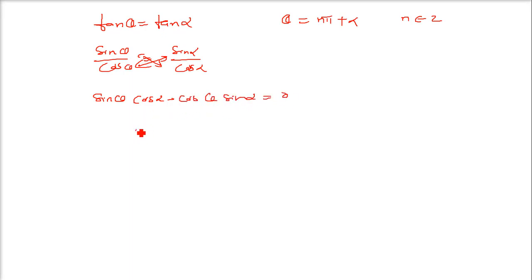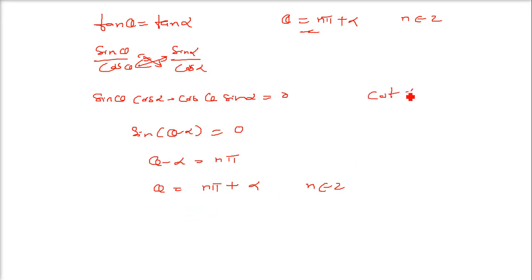But this is the formula of what? Sin(theta minus alpha) equal to 0. So when this is there, we know that theta minus alpha has to be n pi. So theta will be equal to n pi plus alpha, when n belongs to Z. So this is our general solution for tan theta equal to tan alpha. If you talk about, say, cot theta equal to cot alpha, you can write it as 1 by tan theta equal to 1 by tan alpha. What do you get? Tan alpha equal to tan theta. So this is the same. So for cot theta equal to cot alpha also, we have the same general solution.